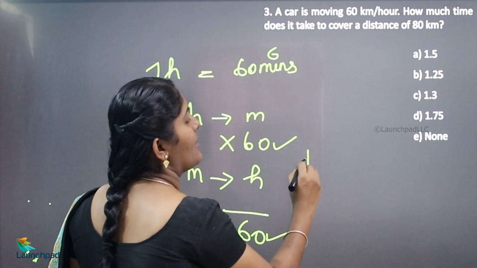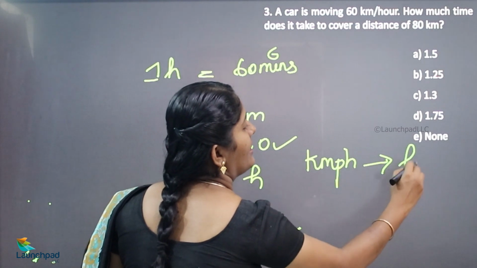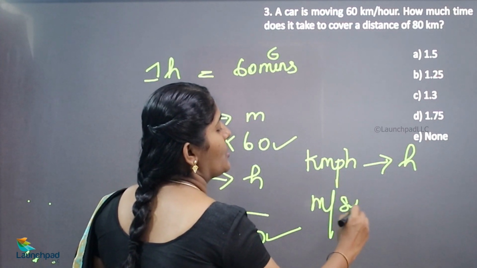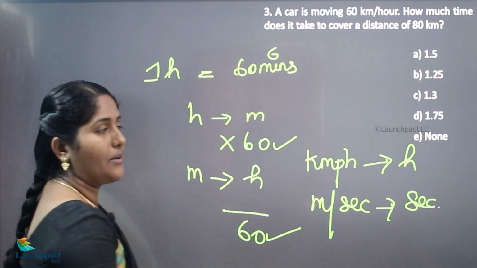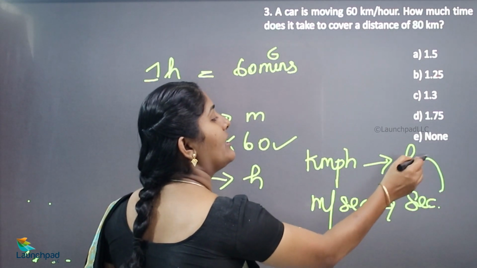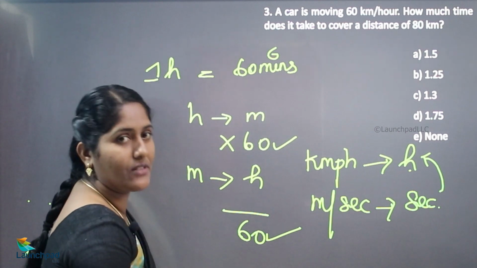Whenever the speed is in kilometer per hour, the time should be in hours. If the speed is in meter per second, your time should be in seconds. If it is in minutes, you can convert that into an hour value. Okay, we'll move on to your next question.